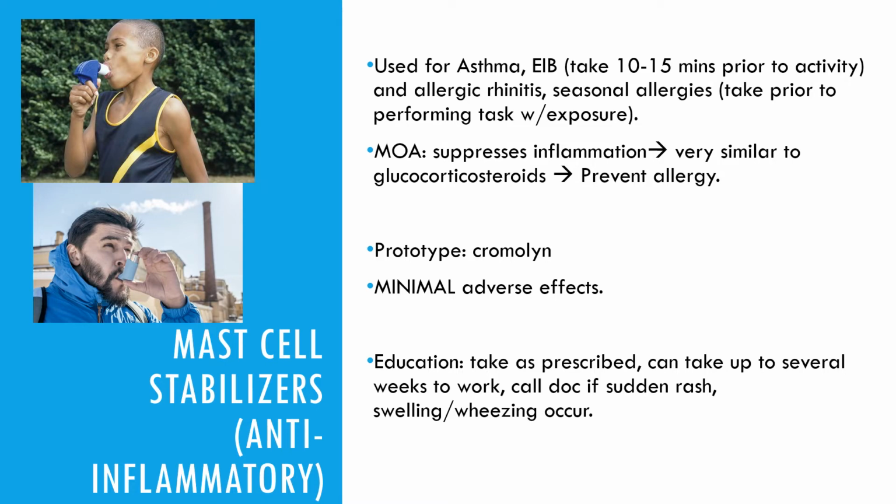EIB is exercise-induced bronchospasm. If we're using it for our asthma patients, we need to make sure they take it as prescribed. It can take several weeks to work, so they need to make sure they're aware of that. If it's for exercise-induced bronchospasm, then they need to make sure that they take it 10 to 15 minutes prior to the activity. If it's for seasonal allergies, they need to take it prior to performing a task with exposure. So if you're going to go out and mow the lawn, then you need to pop one of these guys in your mouth. And the one you'll need to remember for prototype is cromolyn. You're going to take cromolyn, then you can go do it.